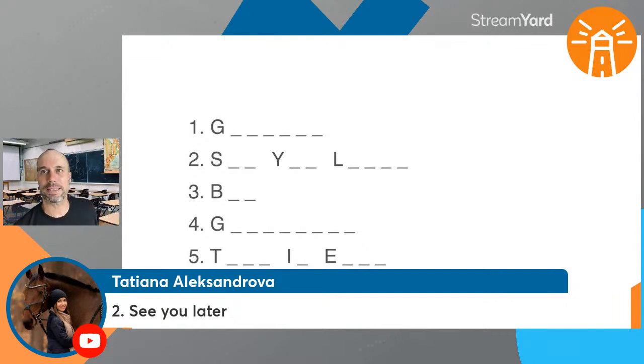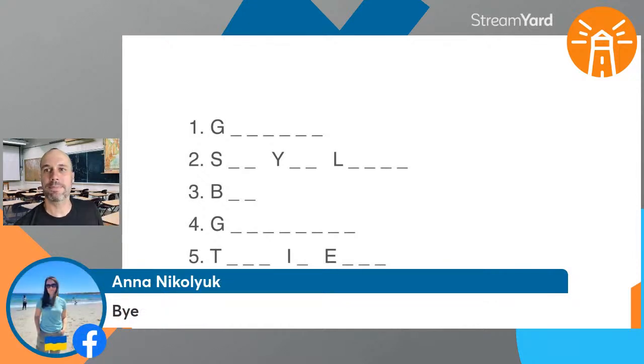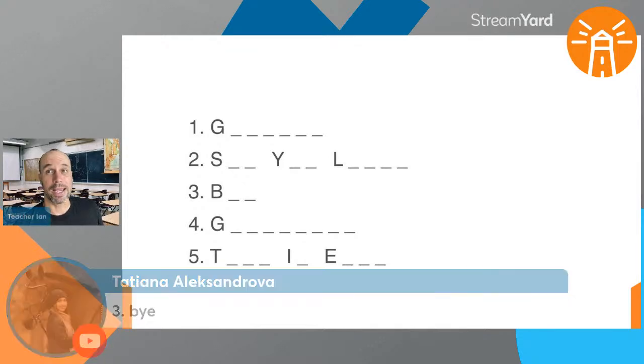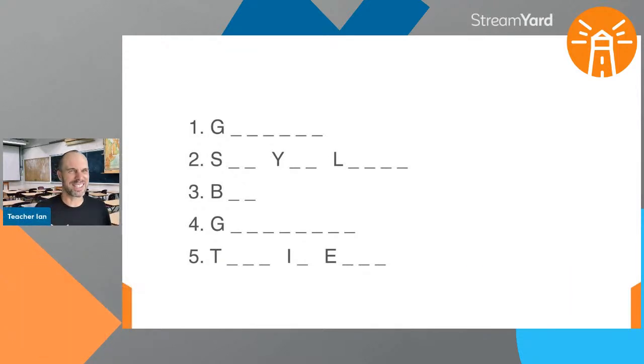All right, great. And who said number 3? Bye. Anna said bye. Tatiana said bye. That's an easy one. It's a little bit less formal than goodbye, but it can be used in pretty much any situation. How about number 4? That's a little bit longer.